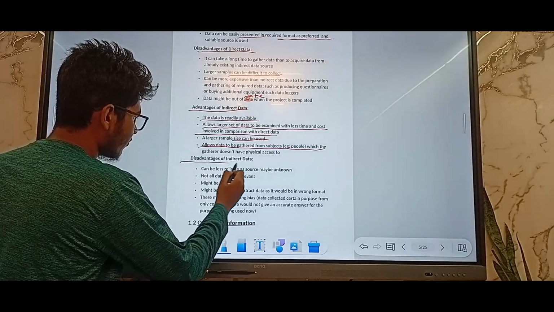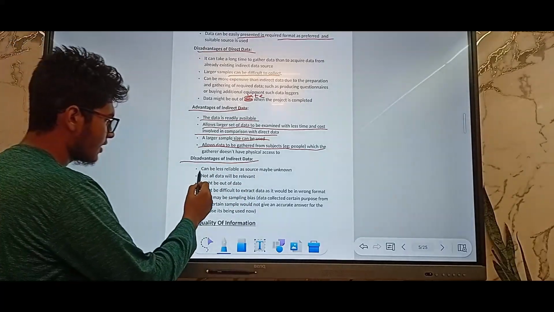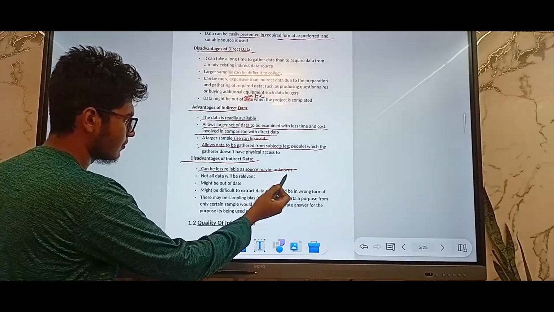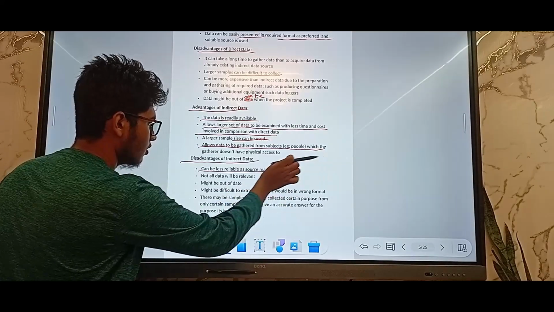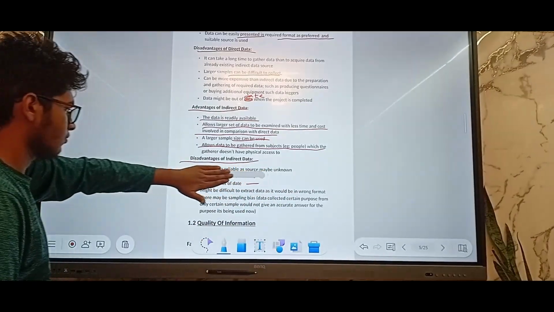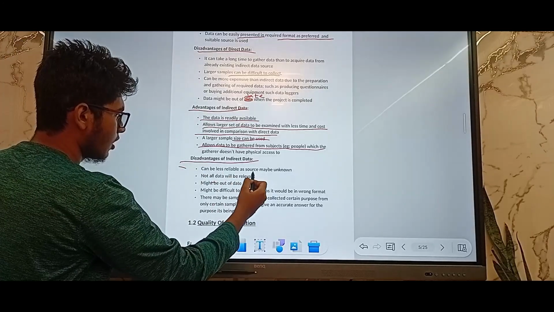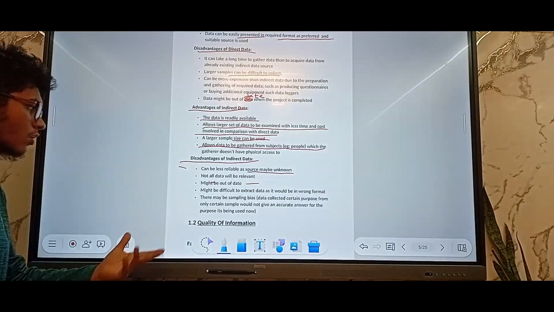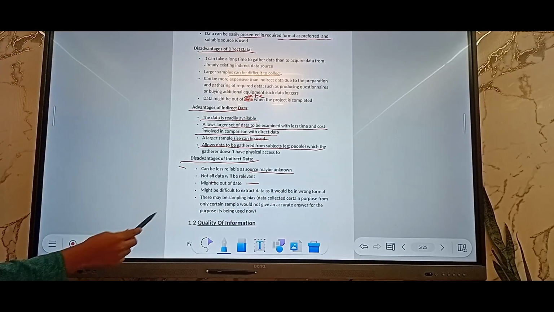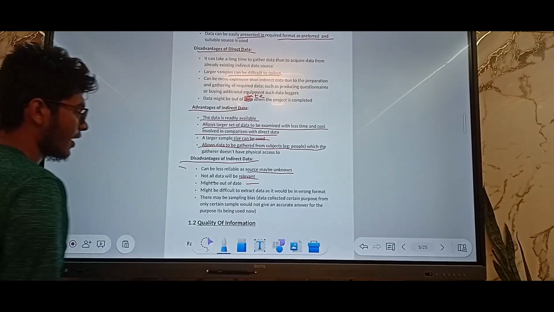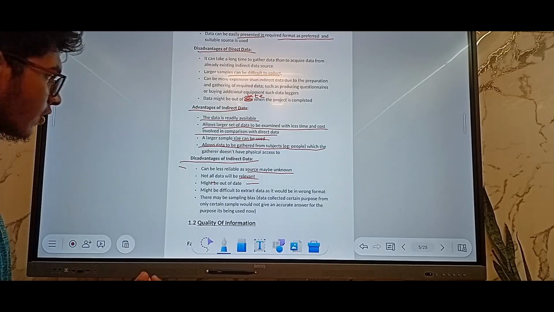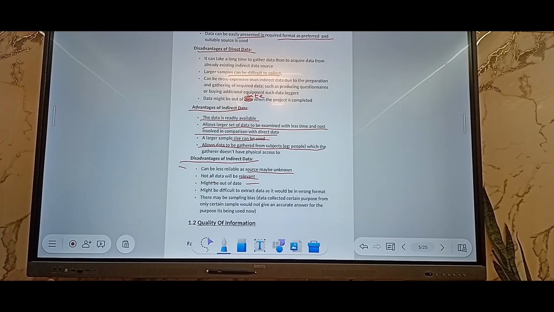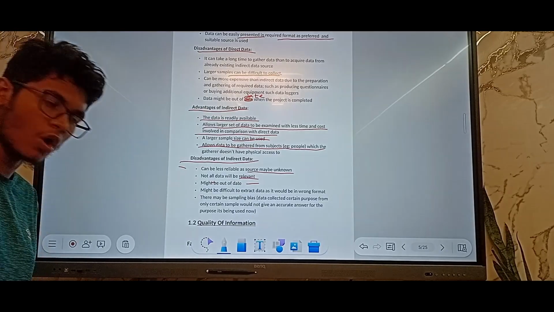Now, the disadvantages of indirect data. It can be less reliable as the source may be unknown. So you do not know the source. Not all data will be relevant. As I said, indirect data might have been collected for another purpose, so there might be some information which you do not need.